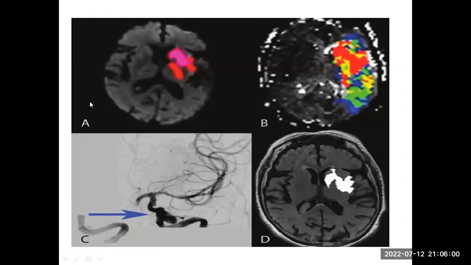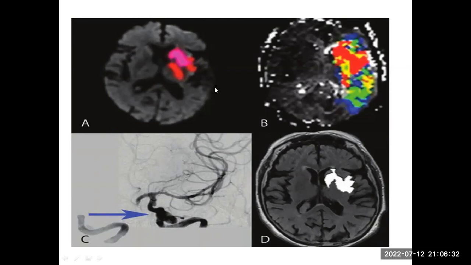And this cytotoxic edema in the brain tissue can be due to cerebral infarction. So whenever there is an area of cerebral infarction within the brain, this will lead to cytotoxic edema. And this will be detected on diffusion-weighted MRI as an area of restricted diffusion. As you can see here in picture A, this red or pinkish area is the area of restricted diffusion. This is infarcted brain tissue.